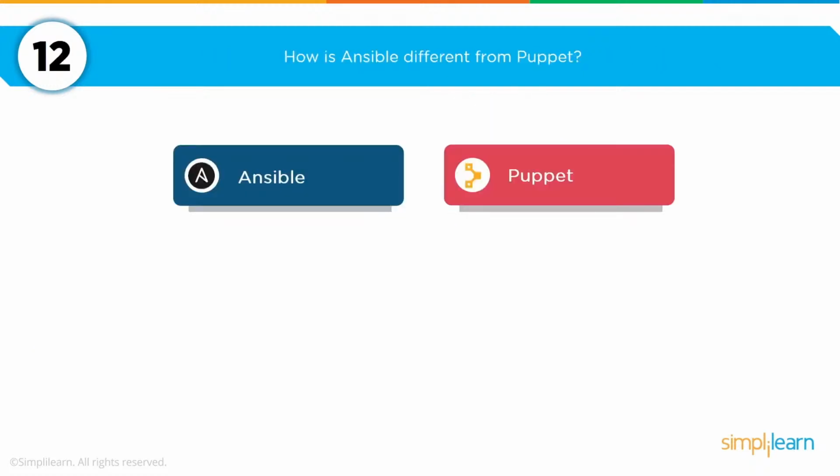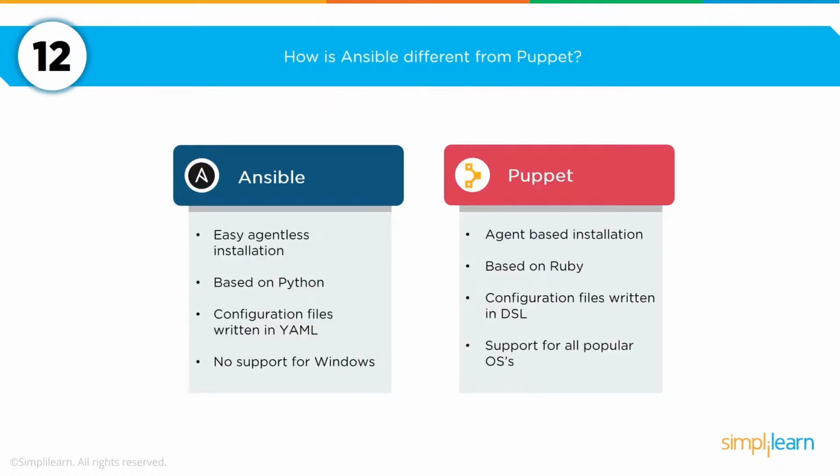A question you will be asked is, provide the differences between Ansible and Puppet. If we look at Ansible, it's a very easy agentless installation. It's based on Python. You can configure it with YAML, and there is no support for Windows. In contrast, Puppet is an agent-based installation. It's written in Ruby. The configuration files are written in DSL, and it has support on all popular operating systems.